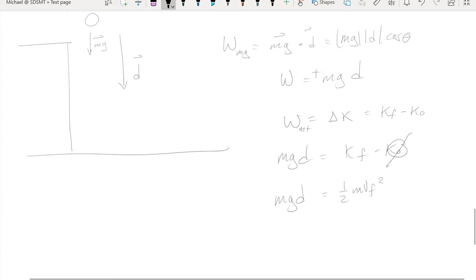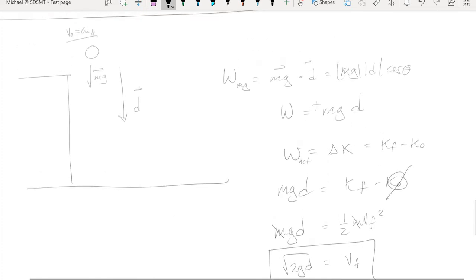Oh, but look at this. We've got the same mass on both sides of the expression. That mass is going to cancel out. And the final velocity when we impact the ground should be square root of 2gd. That final velocity is independent of the mass.